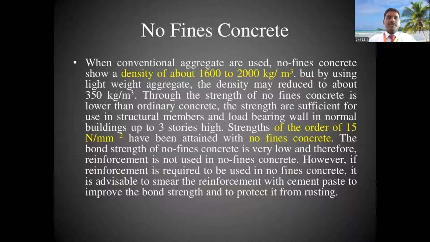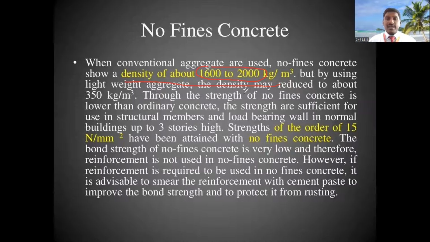Again, if we omit the fine aggregates from the concrete, then the density of concrete will be reduced, and that density will be 1600 to 2000 kg per meter cube. Generally, the density of conventional concrete is in the range of 2400 to 2500 kg per meter cube. But here we are using lightweight concrete, no fine aggregate concrete, which means we are omitting the fine aggregate.